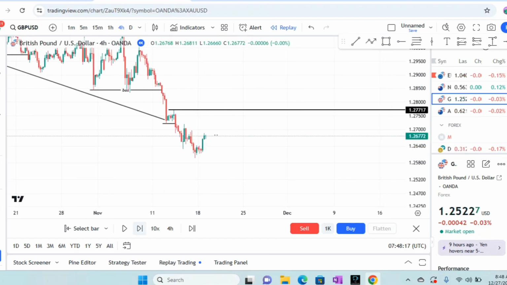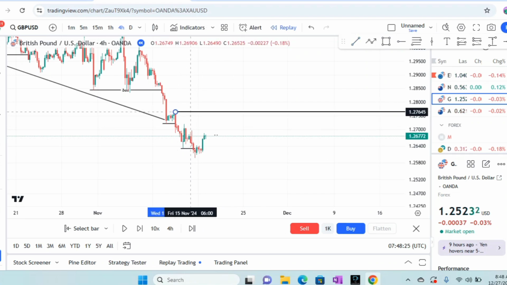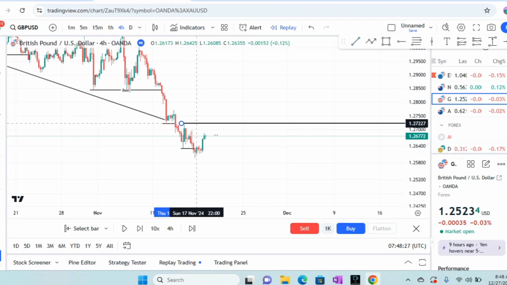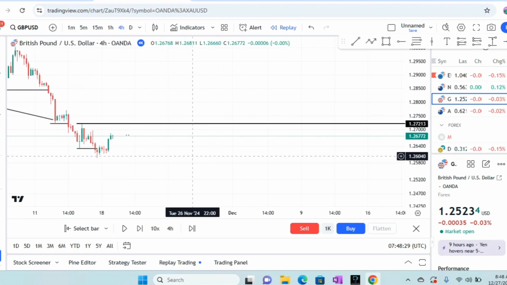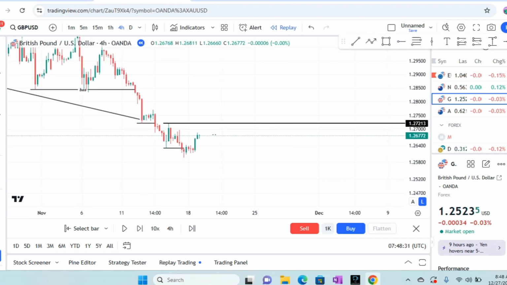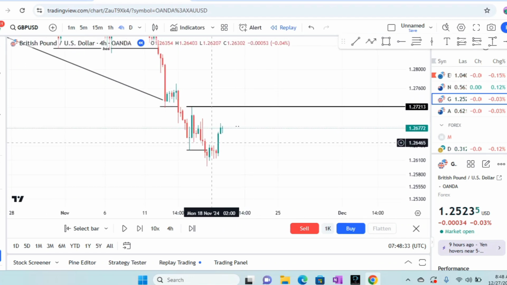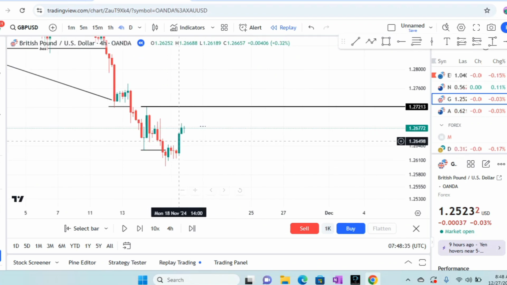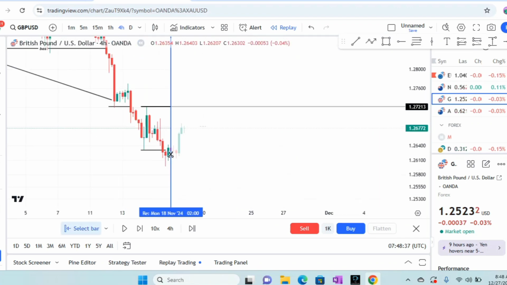Yeah, so this is a break of structure now. Just follow me. Let's do this together. So this is no longer the recent high. This becomes the recent high. Okay, I hope you're understanding this because we need to follow it judiciously. So before this pullback started, let me remove this.